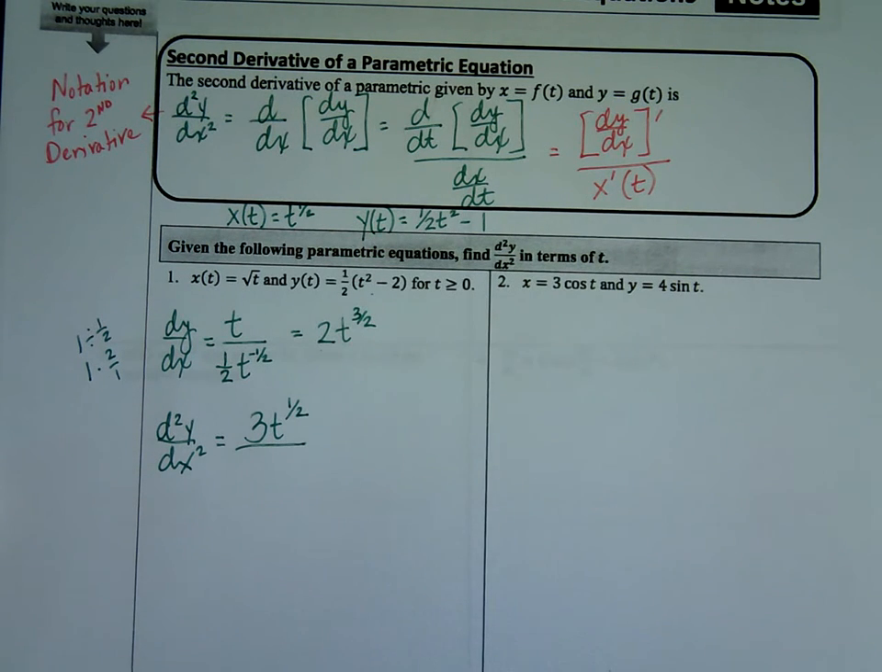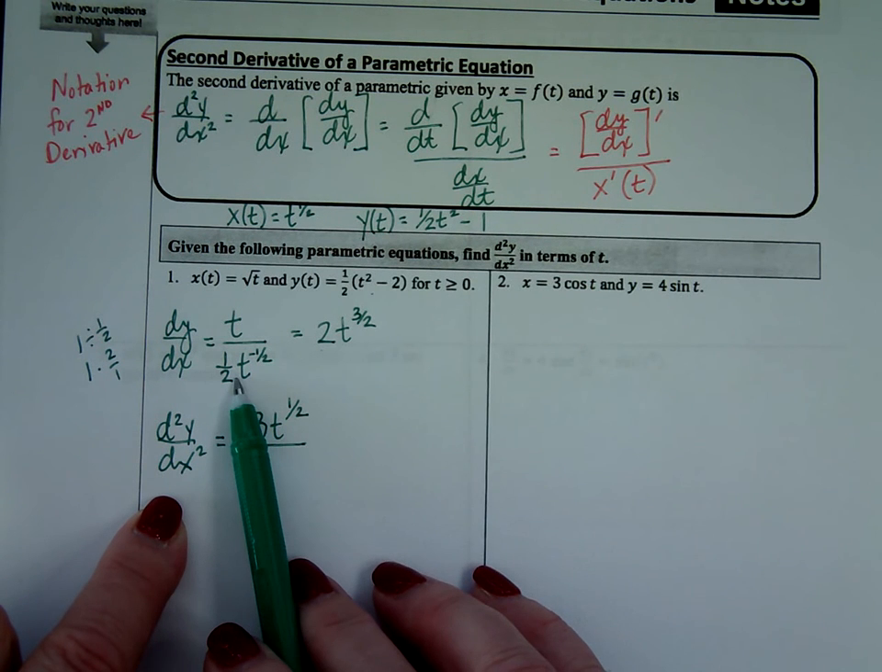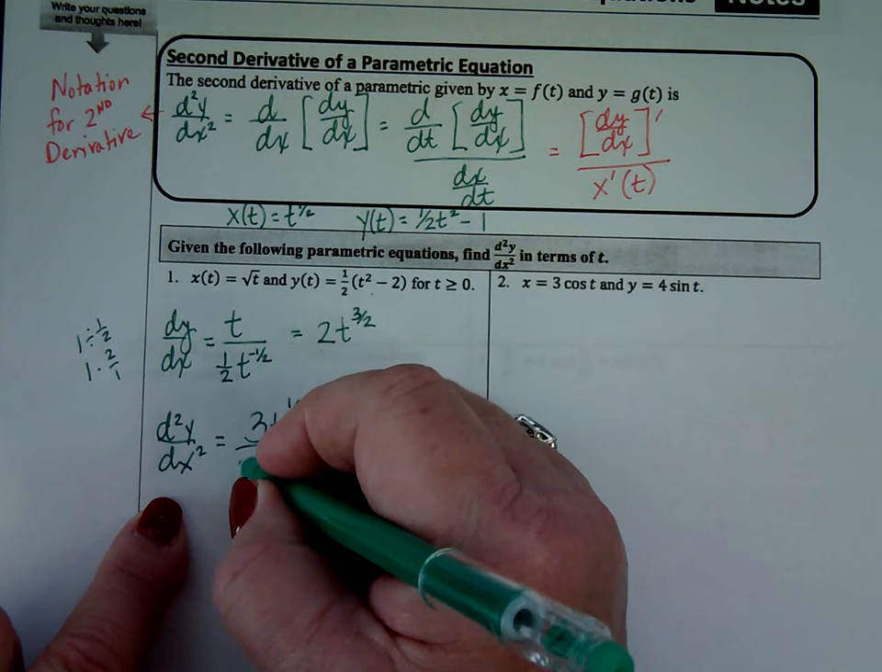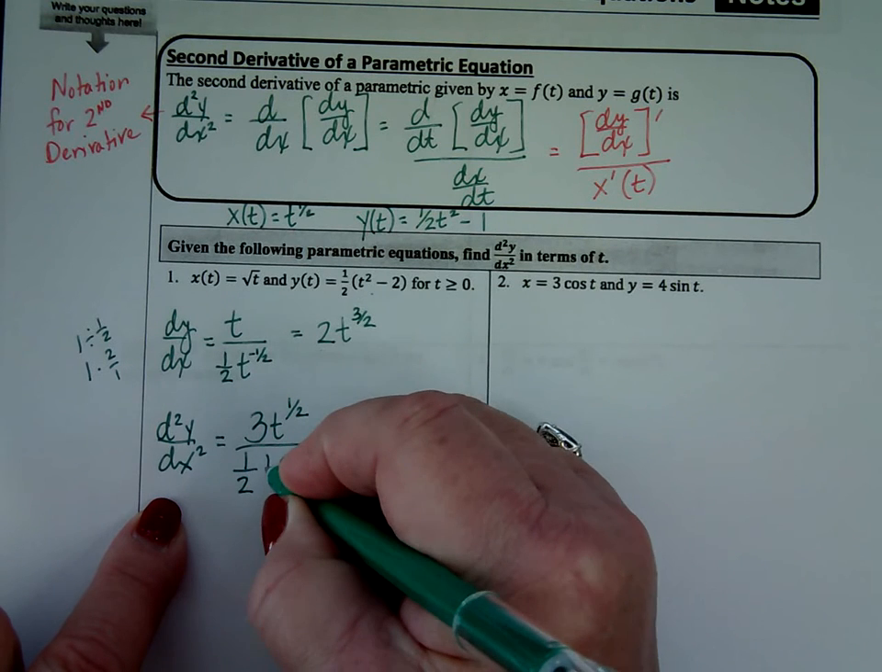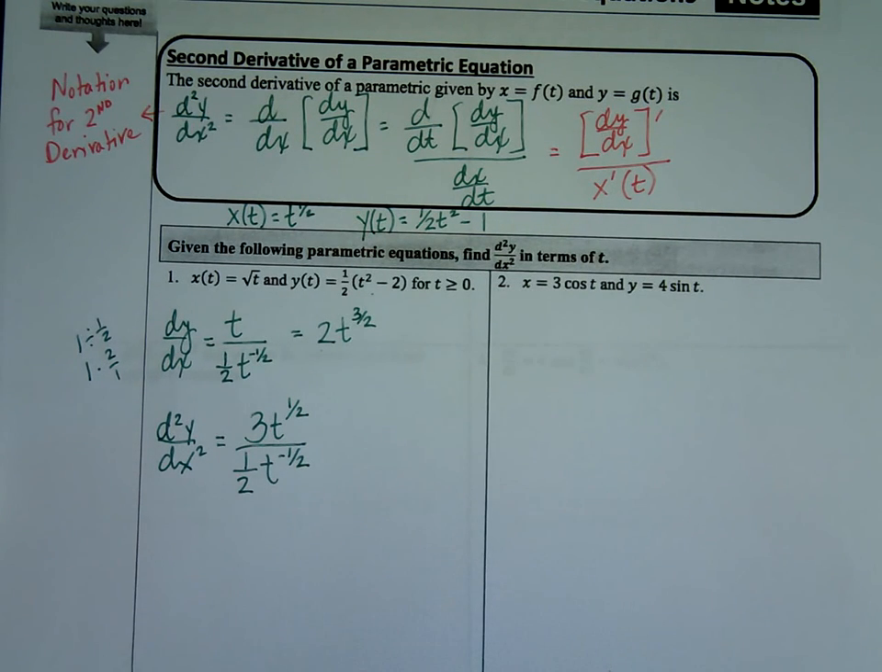Over. Now I've got to take the derivative of the x. Well, the derivative of the x was what I just figured out over here. It's that denominator that I had up at the top. So this is 1/2 t to the negative 1/2. So you already calculated that. You don't have to redo that.